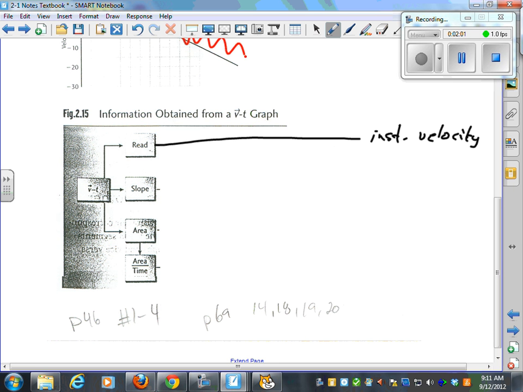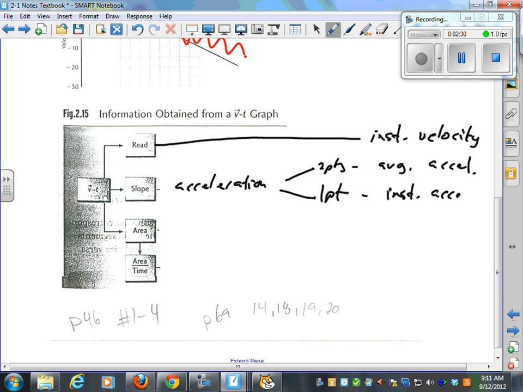From the VT graph, if we're looking at slope, well, that's giving us acceleration. And if we're talking about 2 points, then we're talking about average acceleration. And if we're talking about 1 point, how can you find slope at 1 point? Tangent line, right? Then you're talking about, yes, instantaneous acceleration.